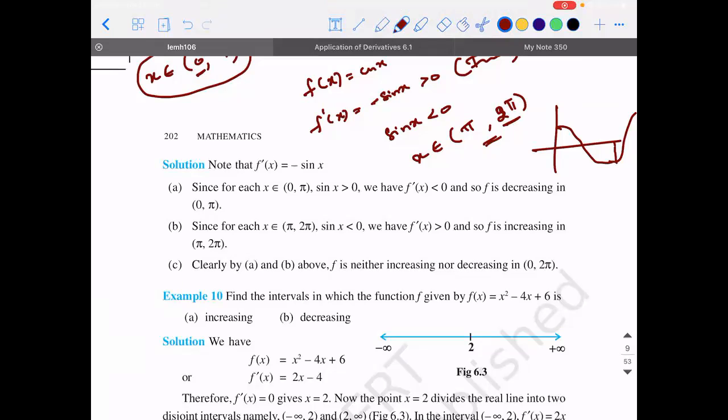There is something else also I'm going to teach you. Wavy curve method. All those things I'll teach you tomorrow.